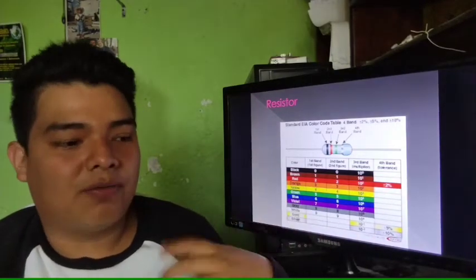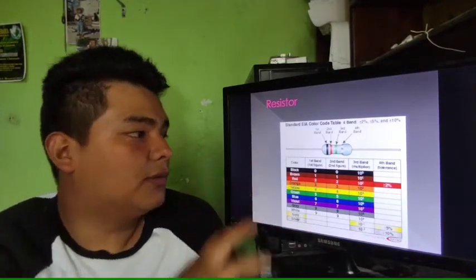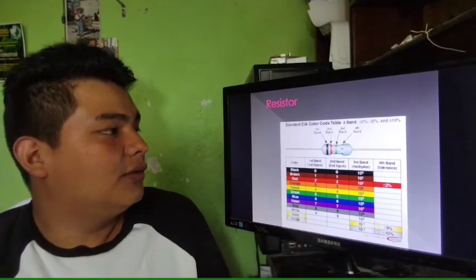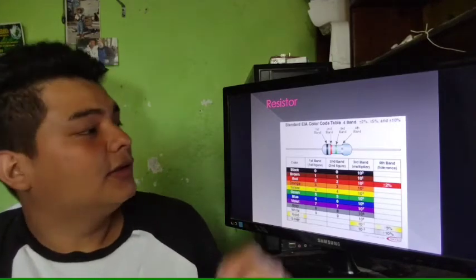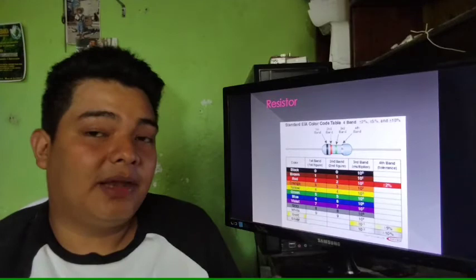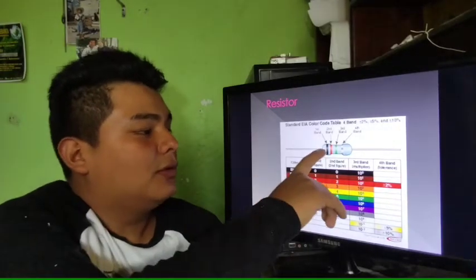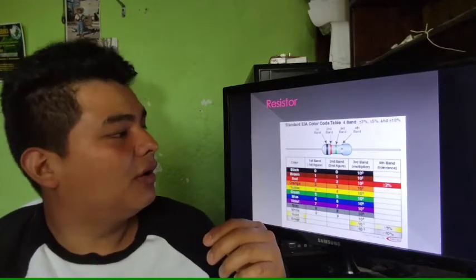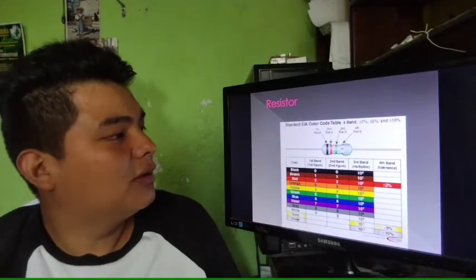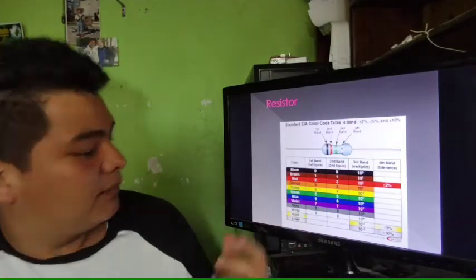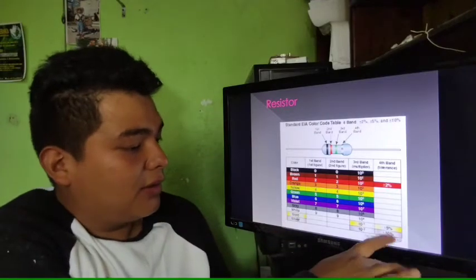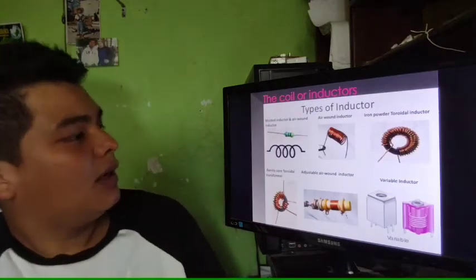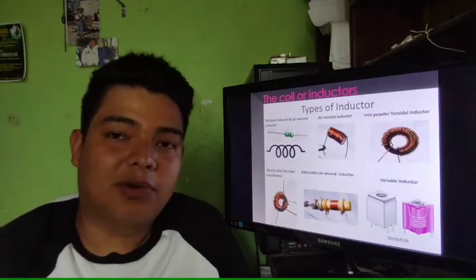The color code is a way to identify the value of the component. In this case, the first and second bands are the first and second values of the resistance. The third band is a multiplier band, and for example, brown, red, and orange equals 12,000 ohms, and the fourth band is a tolerance band, if it equals silver, 10% tolerance.